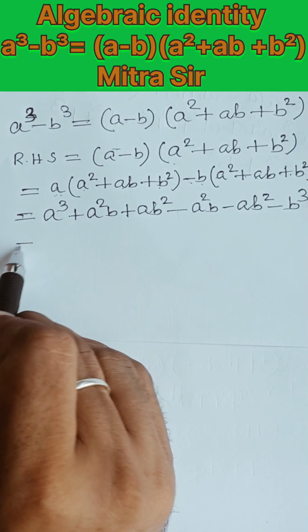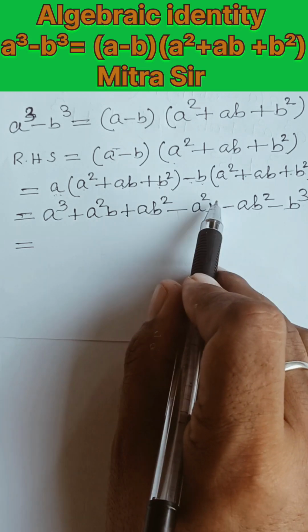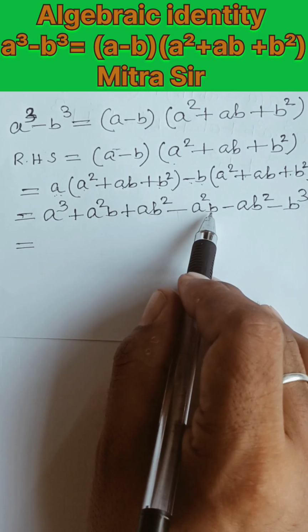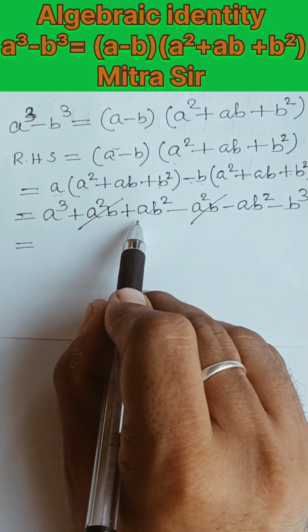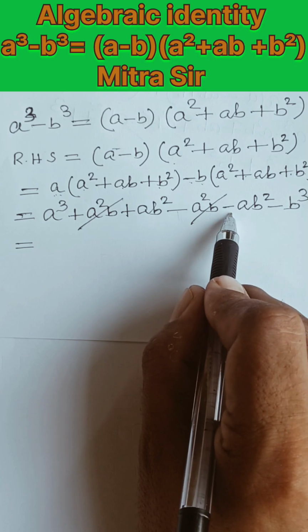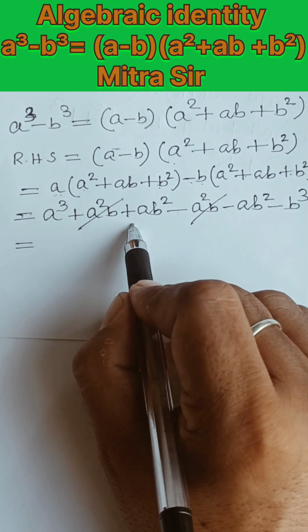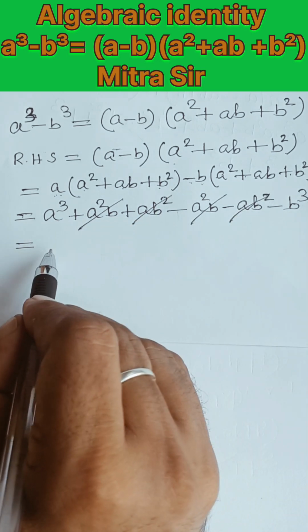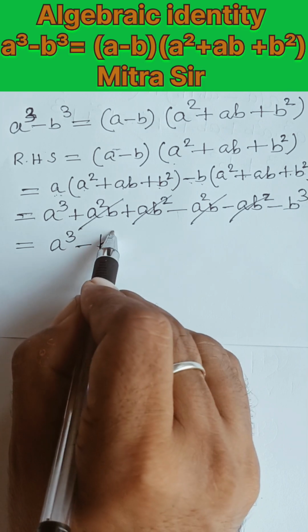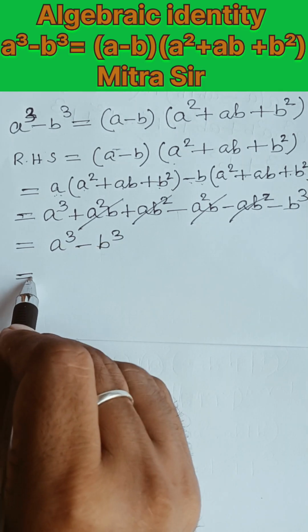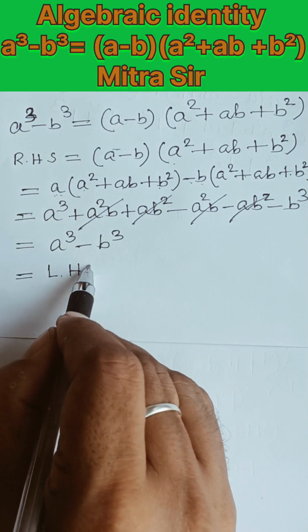Now check: a square b and minus a square b. They are like terms but they have opposite signs, so they cancel each other. Now check here again, this is plus ab square, this is minus ab square. They are also like terms with opposite signs, so they are also cancelled with each other. So what is left? That is a cube minus b cube, that is nothing but my left hand side, a cube minus b cube.